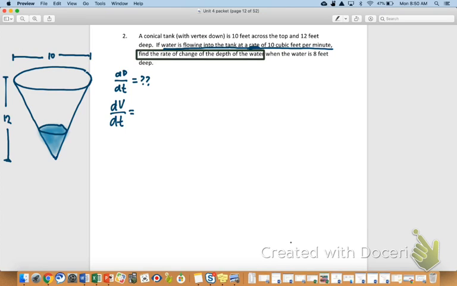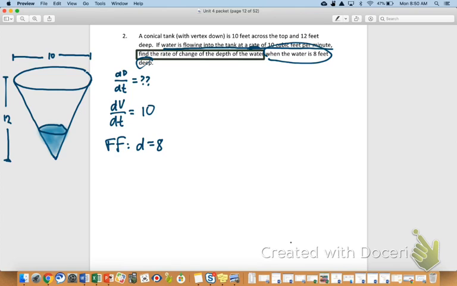Okay, so dV/dt is equal to 10. Why would I be okay with having that be a positive 10? Because it's coming in. Yeah, volume is increasing due to that rate, right? Water's flowing in. How about a freeze frame moment? Yeah, when the water is 8 feet deep. So when what is 8? D, depth. There we go. So when depth is 8 feet.